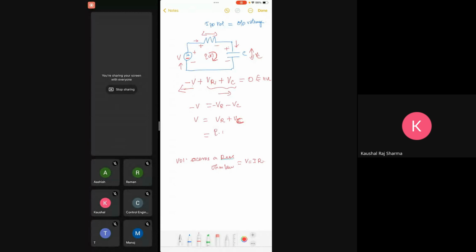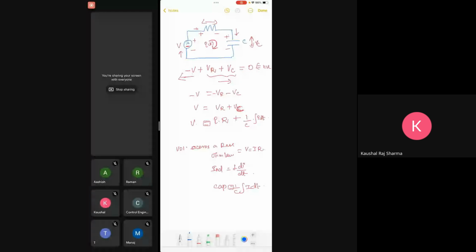The I is the current that is flowing against it. And I'm going to write the voltage in terms of an integral. So if I want to write the voltage across the inductor, it would be L di by dt. Similarly, the voltage across the capacitor would be 1 by C integral I dt. So this becomes 1 by C into integral I dt. So this is equal to V, right?